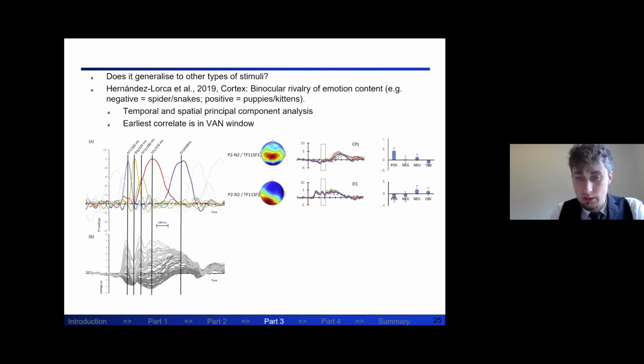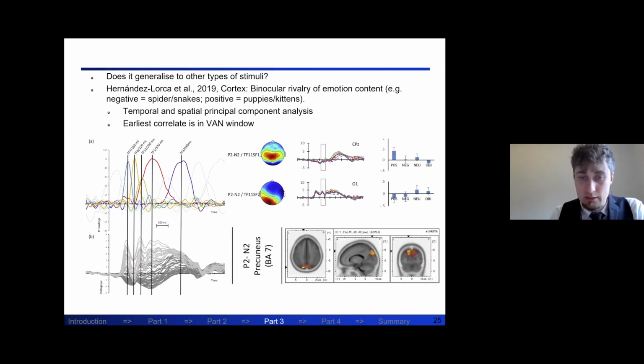And when we try to localize it, it localizes to precuneus, which is quite interesting because that has been related to disambiguating emotional content in images. So, which really seemed to be the relevant process going on.